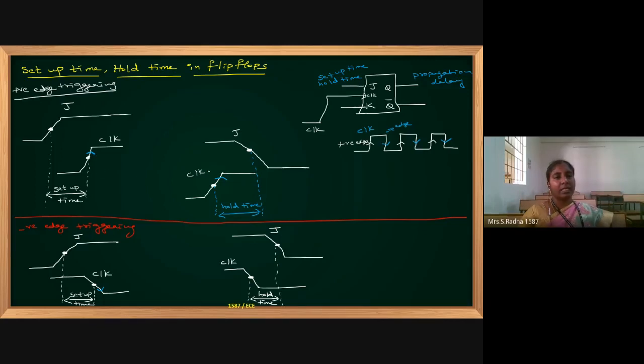Above the horizontal line, it is positive edge triggering, hold time and setup time. All this setup and hold time will come at the input side of the flip-flop. You will get the hold time, setup time. At the output side of the flip-flop, you will get propagation delay. Now I am going to the discussion of propagation delay.